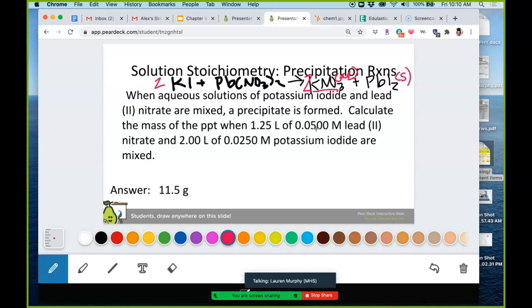Now, before we move on, I want you to read what they give you. So they want you to calculate the mass of the precipitate. So that's this guy. And then they give you a molarity and a volume of the lead 2 nitrate. So that's this guy. And they also gave you a molarity and a volume of the potassium iodide. What type of problem is this, and how do you know?